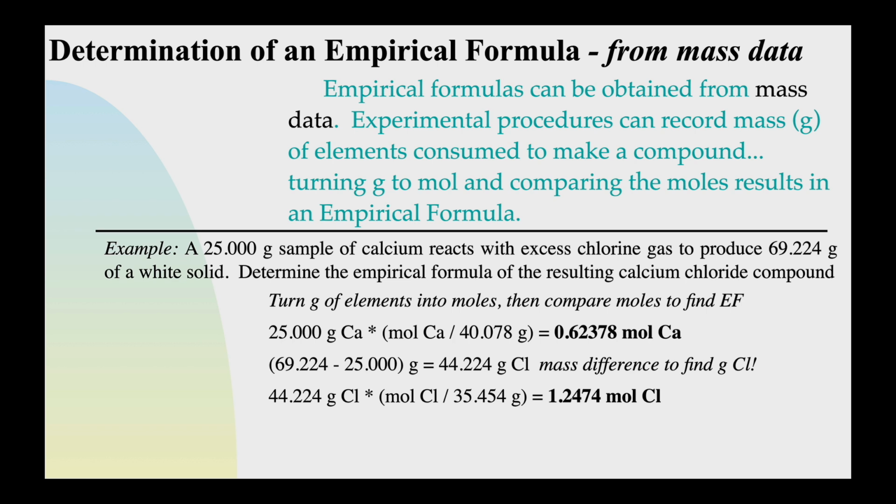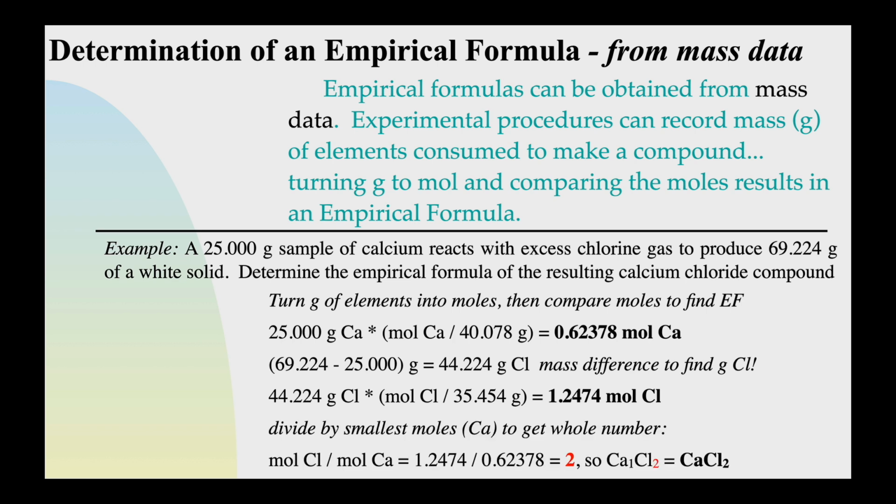So to go from these rough mole values to a nice whole number value, you divide both of those numbers by the smaller number. And in this case, 0.62378 is certainly smaller than 1.2474. You're actually dividing both of those numbers by 0.62378 because 0.62378 divided by itself is just 1. So that means we have 1 calcium.